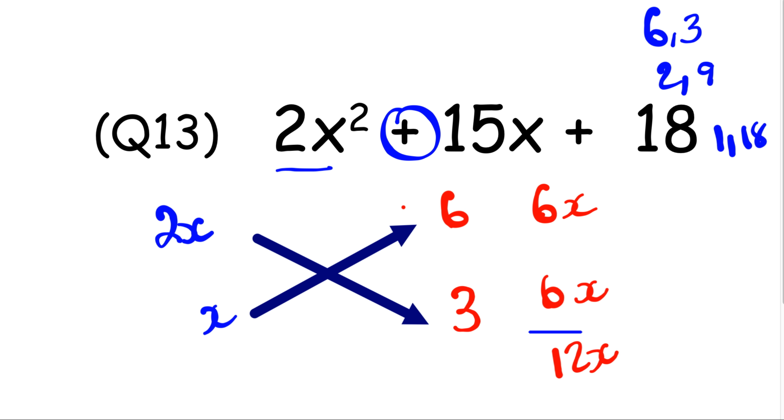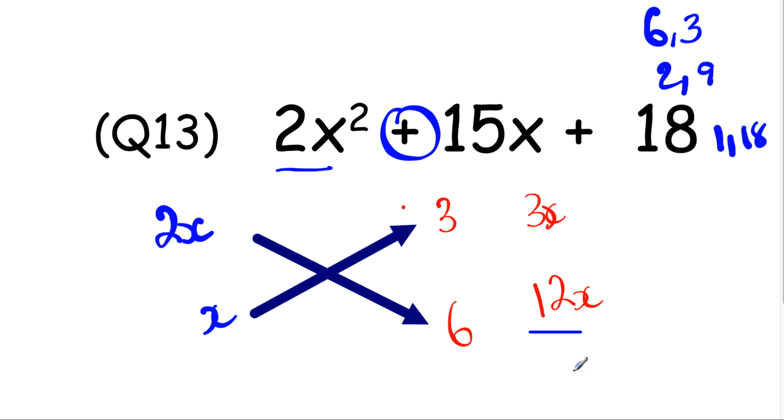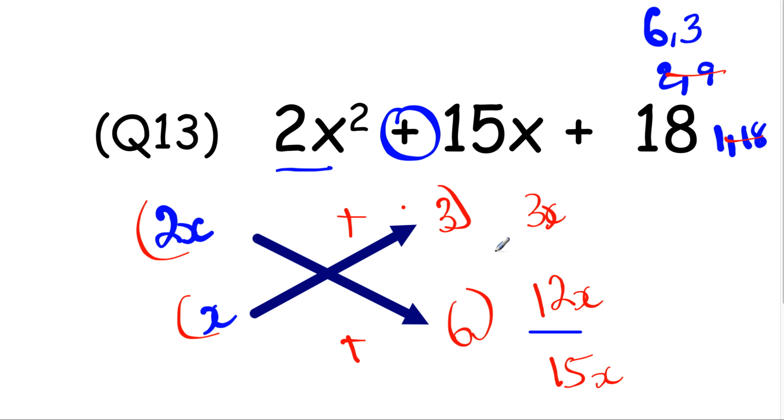That's not what I want, so what I'm going to do is rub this out and let's see what happens when we swap them over. So now I'm going to put my 6 at the bottom and my 3 at top. It is worthwhile, if you're still not sure, to keep on experimenting. So we've got a 3x here, and then we've got 2 times 6, which is 12x, and yes, it sums together to give me 15x. So now I know what it is. They're both positive, so that is my factorization: 2x plus 3 in one bracket, and x plus 6 in the other bracket.